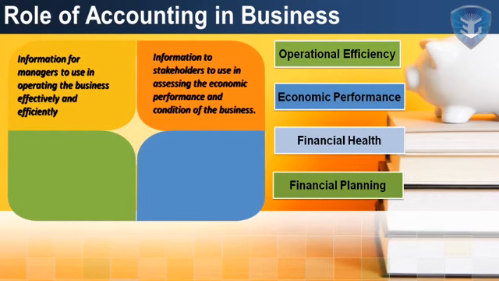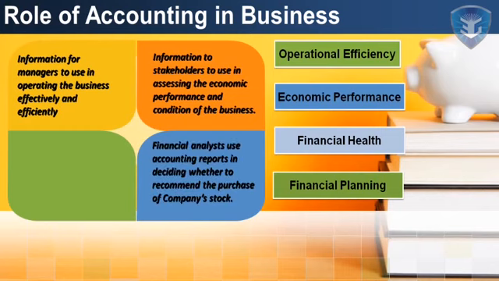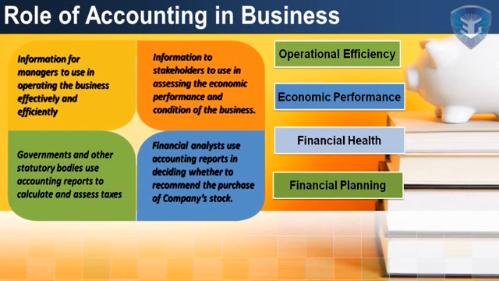For example, accounting reports summarizing the profitability of a new product help management decide whether to continue selling the product. Likewise, financial analysts use accounting reports in deciding whether to recommend the purchase of company's stock. Banks use accounting reports in determining the amount of credit to extend to the company, and suppliers, on the other hand, use accounting reports in deciding whether to offer credit to the company for purchases of supplies and raw materials. Governments and other statutory bodies use accounting reports to calculate and assess taxes appropriately.